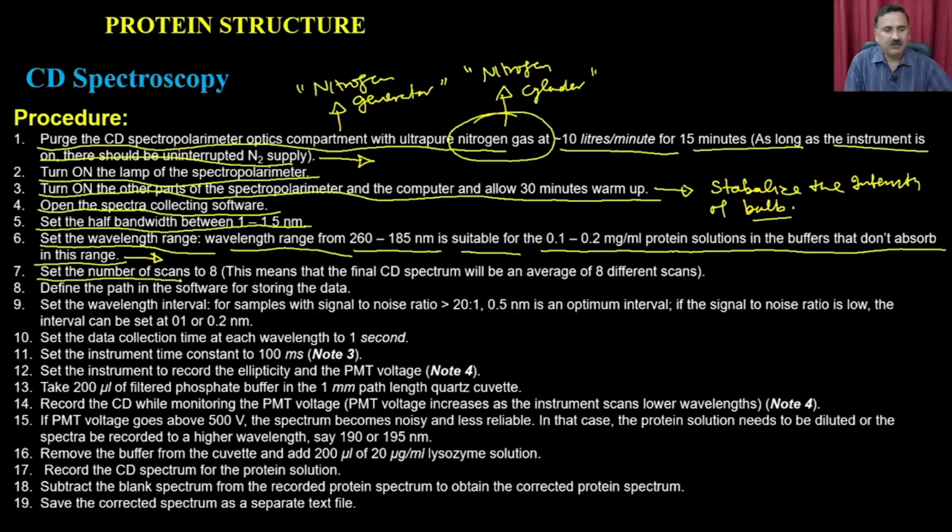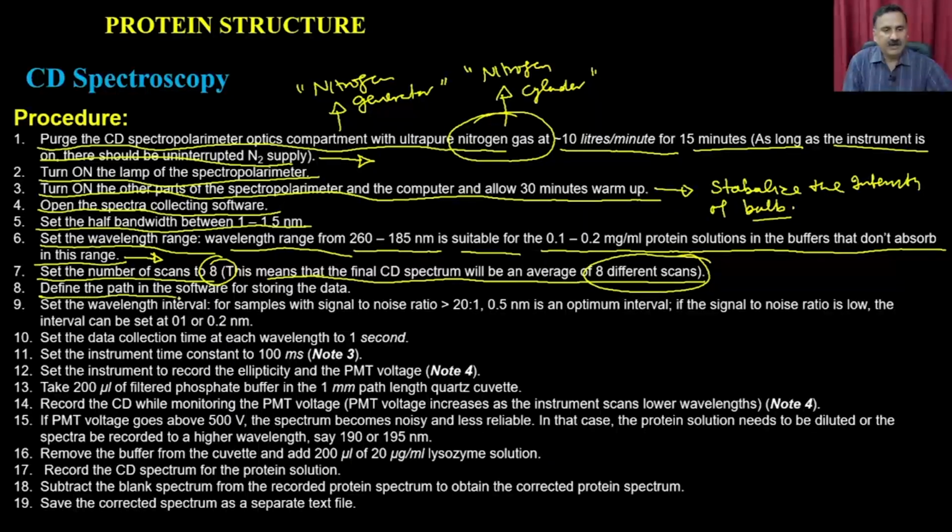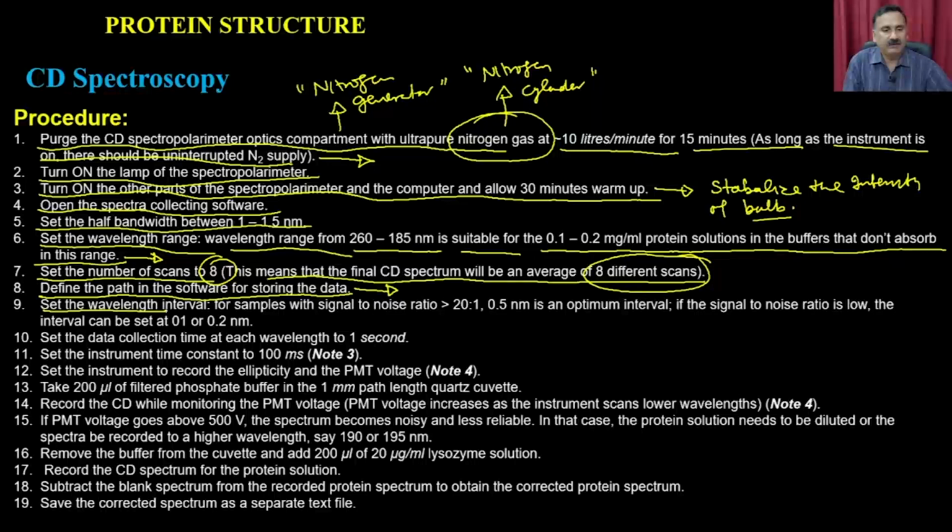You can set the number of scans to 8. Okay, this means that the final spectrum will be an average of 8 different spectra, which means you are asking the instrument to do 8 scans and then show you an average of those 8 scans. Define the path in the software for storing the files, which means you define where you should store the files, right?